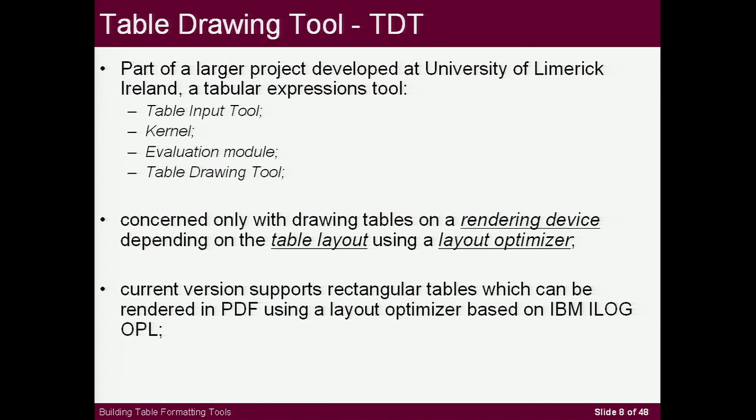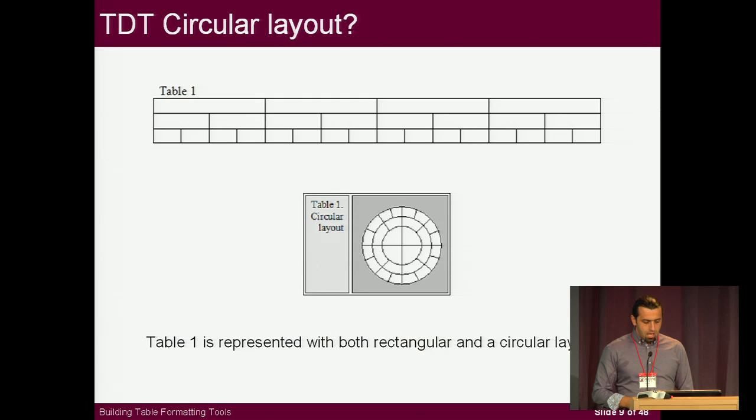Why am I saying a rendering device? Because all these objects are abstract, and the idea is that they should be independent of each other. A circular layout. What's that? A circular layout for a table. Have a look at table 1, for example, and you can see that the same table can be represented in a different shape.